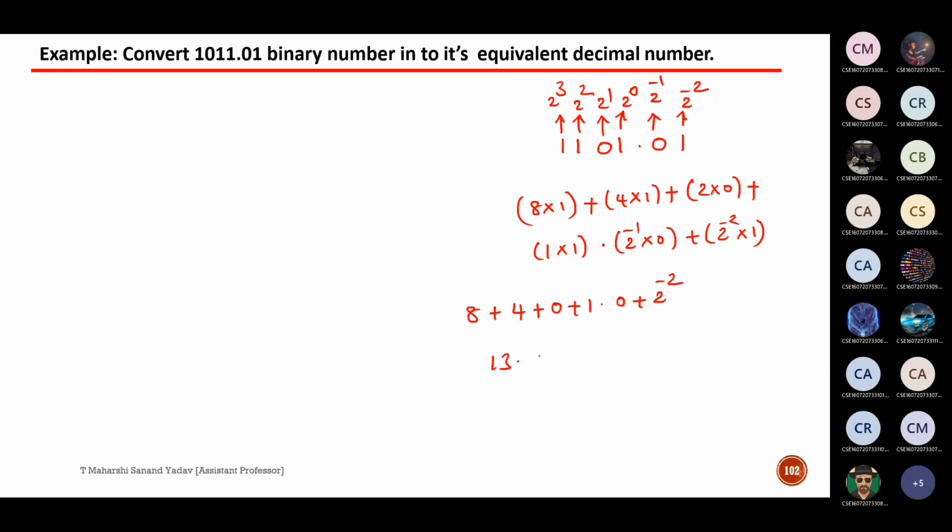So 13 point, 2 power minus 2 can be written as... Sir, it is 1011, sir. It is 1011. Okay, I've taken 1101. So no issue. Let me solve for this one also. So 1 by 4 will be 0.25. Sir, 11.75. How much you are getting for this question? 11.75, sir.